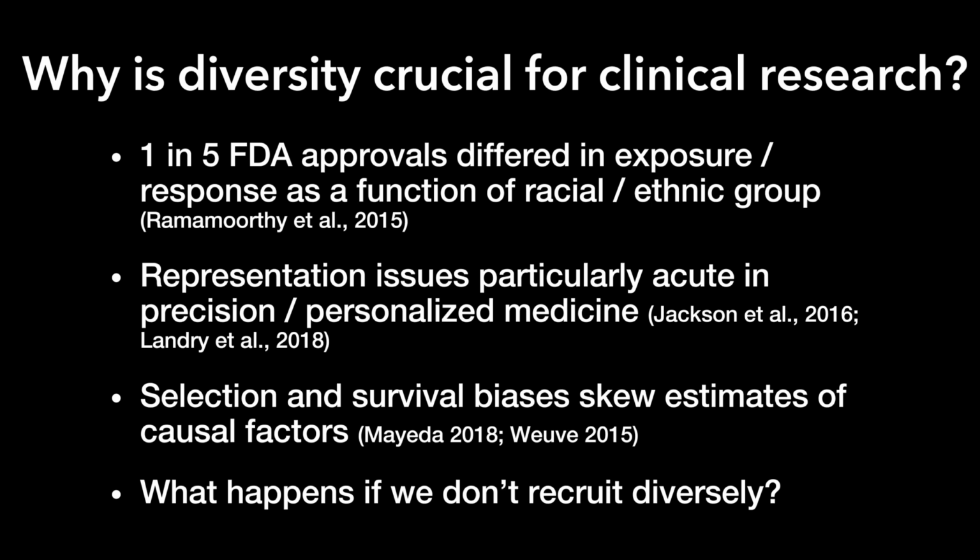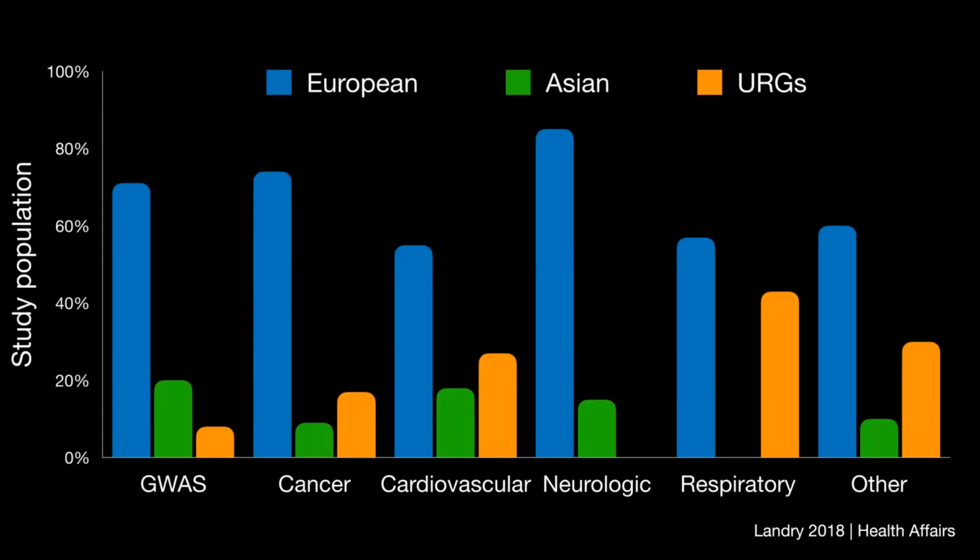So as promised, this is the article that I mentioned that talks about representation in genetic and genomic databases, as well as a number of phenotypic databases. This is published by Latrice Landry out of Harvard Medical School a couple of years ago. And what's really nice about this is that it actually hasn't changed much in 2 years. But what we see here is that the representation across a GWAS database is largely European.